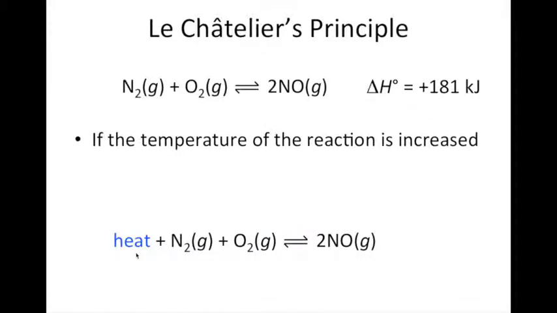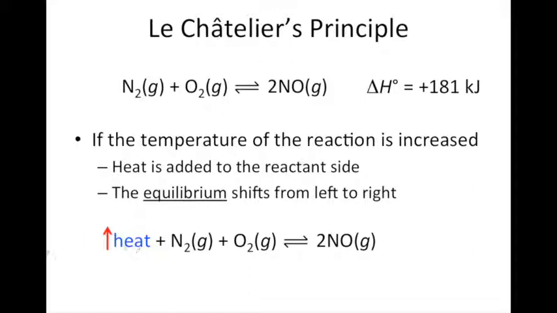Well, if the temperature is increased, what effect is that going to have on the heat? Well, if we increase the temp, essentially we're adding heat, and we're adding heat to the reactant side. Which way do you think the reaction is going to shift? Well, if we're increasing the concentration essentially of heat, we're increasing the amount of heat, the reaction will shift away from that increase. That's what Le Chatelier's principle told us previously. So the reaction will shift from left to right in order to establish a new equilibrium.